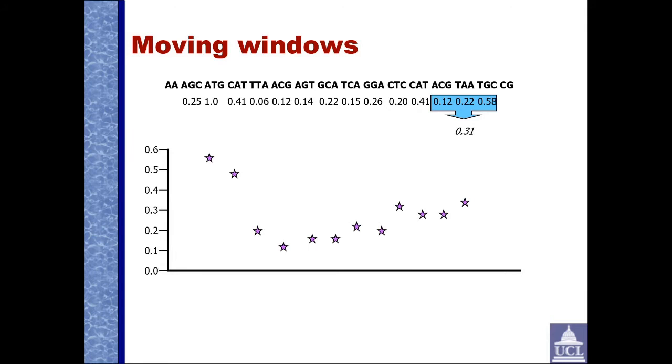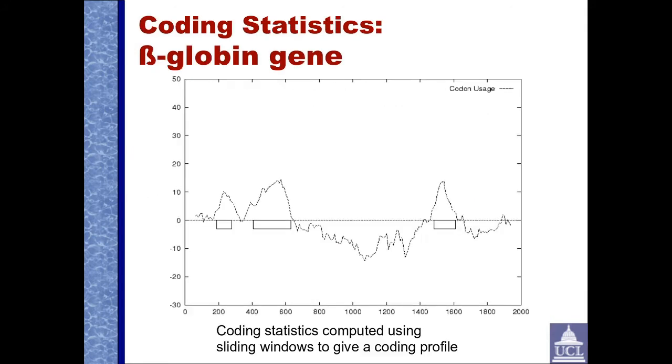Now if we do that with a real gene, in this case the beta globin gene, what we see is a graph which very nicely has 3 peaks in it, and here I've marked the regions that are actually exons. So you can see these 3 peaks correlate pretty well with where the exons are, but the boundaries aren't quite right.